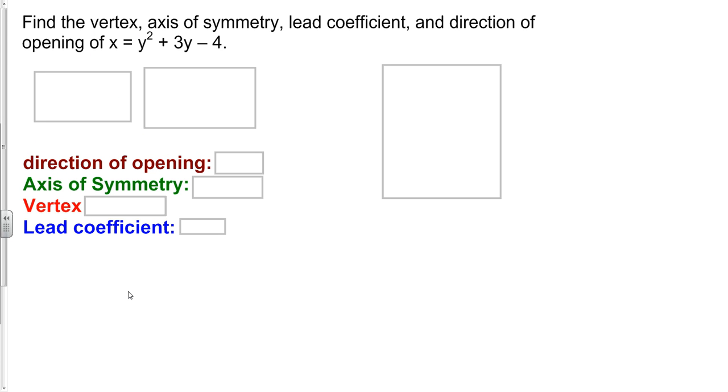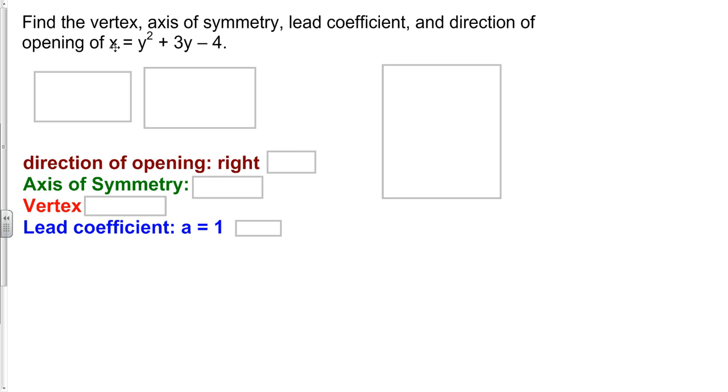On this next example, we have it defined in standard form, not in vertex form. So we have to do a little bit more work in order to find all the things we're looking for. First thing that we can find is the direction of opening. That we just look for our lead coefficient. In this case, again, no lead coefficient, which means it's a positive 1. So a equals 1, which means our direction of opening is going to be to the right.